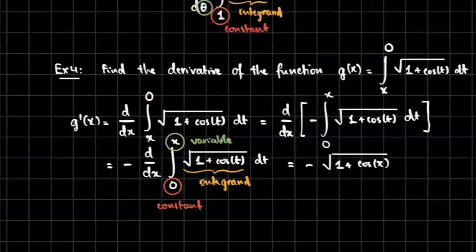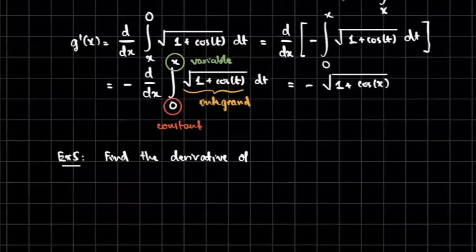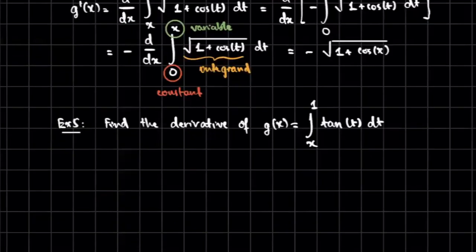All right, so one more example on this particular theorem. Example 5. Find the derivative of the function g of x equal to the integral from x to 1 of tangent of t dt. So the derivative of the function is going to be g prime of x equal to d dx of the integral from x to 1 of tangent of t dt.